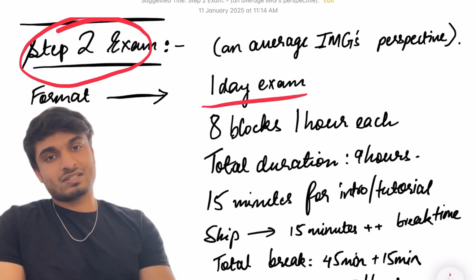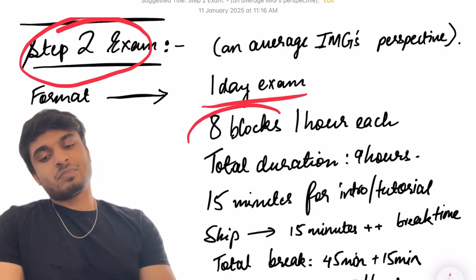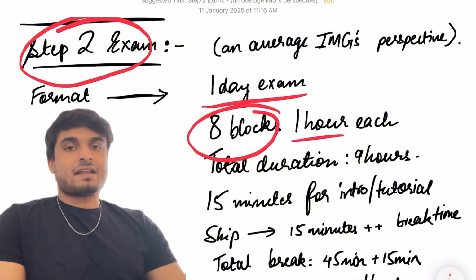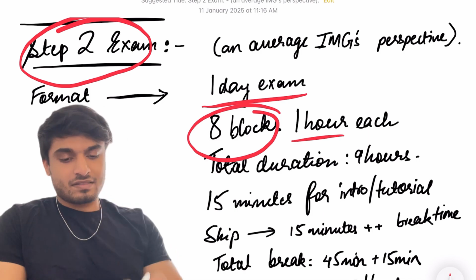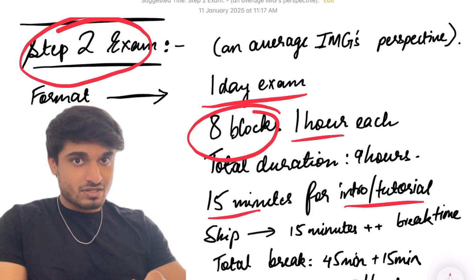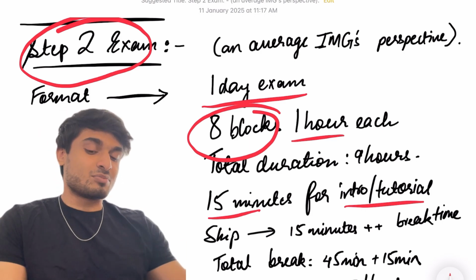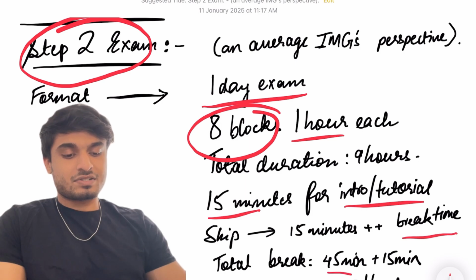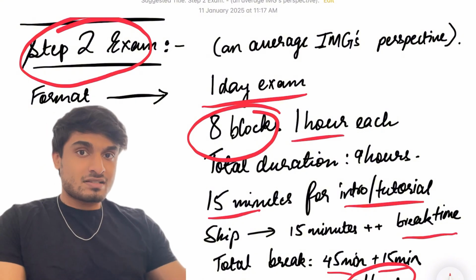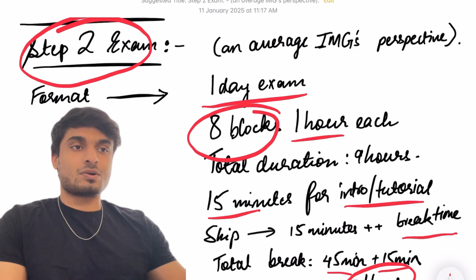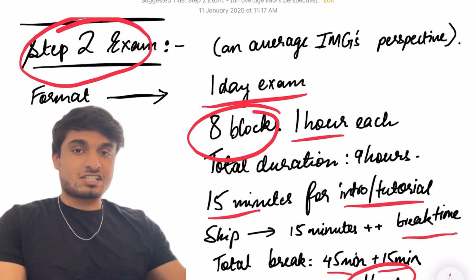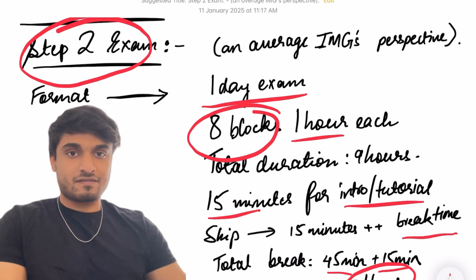It's a one-day exam as compared to Step 3, which is a two-day exam. You have 8 blocks of 1 hour each. The total duration of this test is 9 hours, including the break time. You are given a 15-minute tutorial at the beginning of the test, and if you skip it, it gets added to the 45 minutes of break time, 45 plus 15, for a total break time of 1 hour. I would recommend skipping the tutorial because by that point you would have taken enough practice tests to expect what's going to happen next and what the platform feels like.